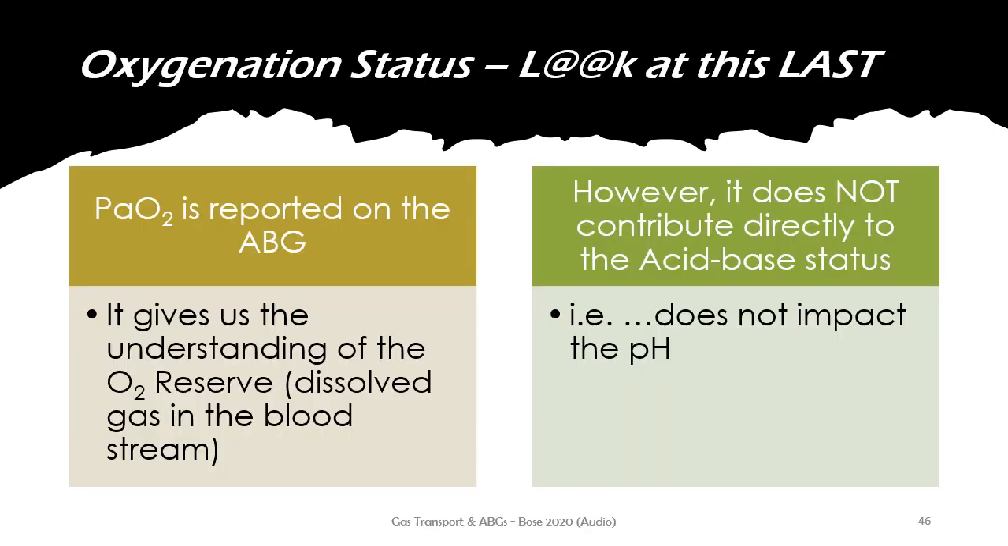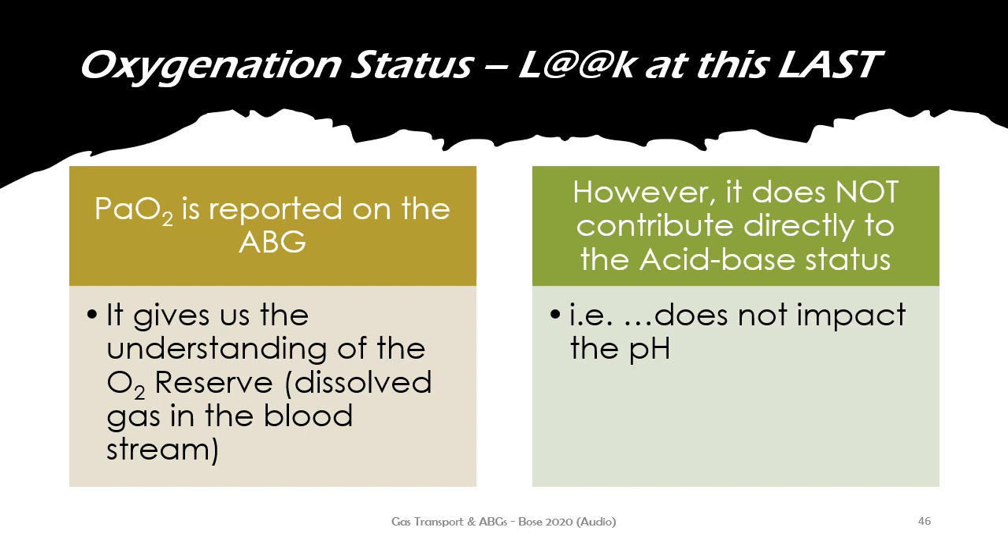Finally, we look at the oxygenation status. The PaO2, or the partial pressure of oxygen, is reported on the arterial blood gas. It tells us what is the oxygen reserve, which is the dissolved gas in the bloodstream. Recall that the dissolved gas serves as the reservoir of gas from which the hemoglobin replenishes itself.